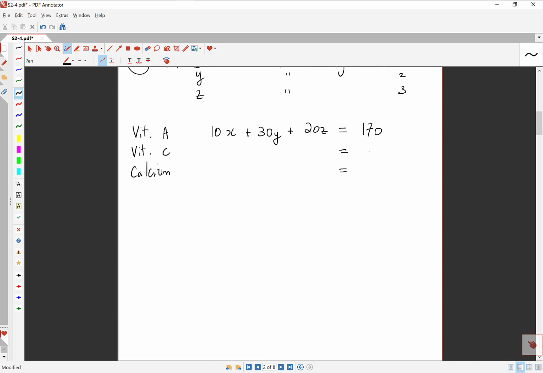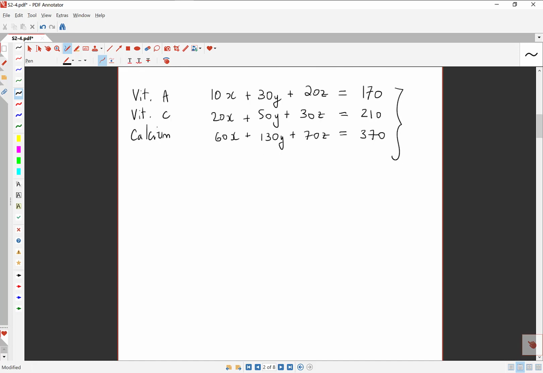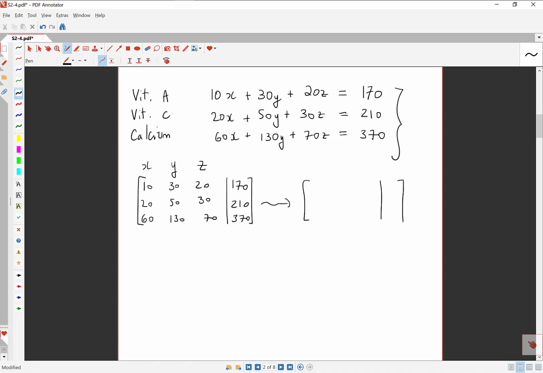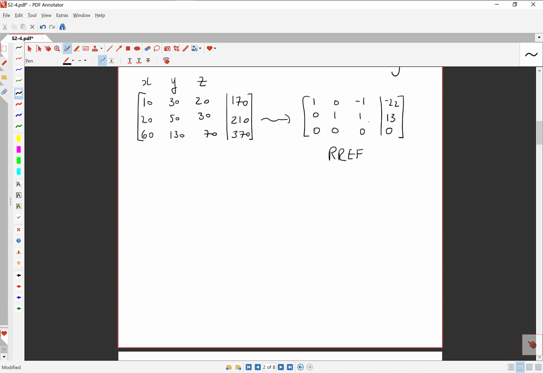So for the constants here, we're just pulling out the values from the question. We want to achieve 210 milligrams of vitamin C and 370 milligrams of calcium. And then the coefficients are coming from the rows of the table. So there's our system of equations. So now what we'll do is we'll put this into a matrix and then we'll get it into our REF. And you can check if you put this into our REF that you get the following matrix. So let's solve this system and see if we can find a solution to NASA's problem.